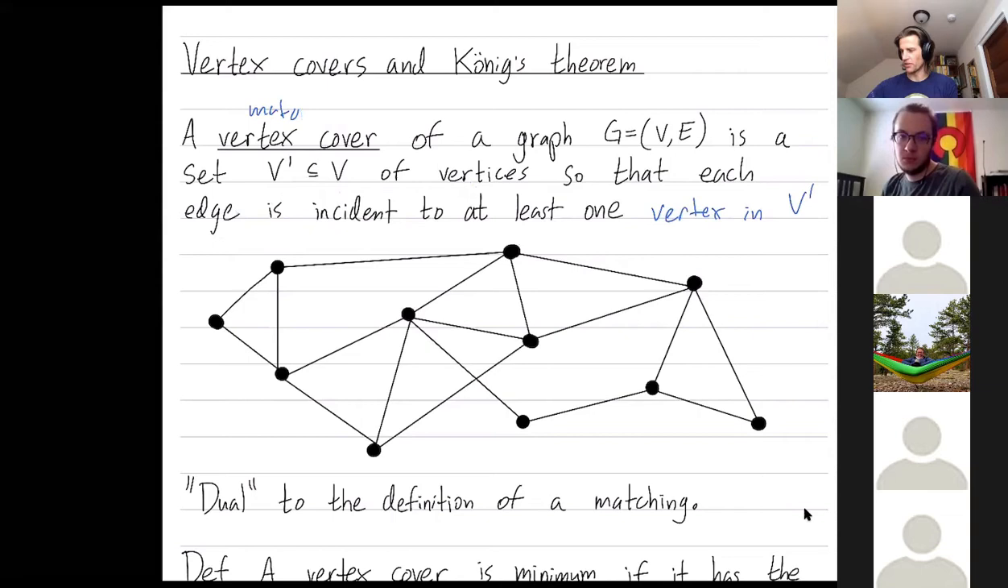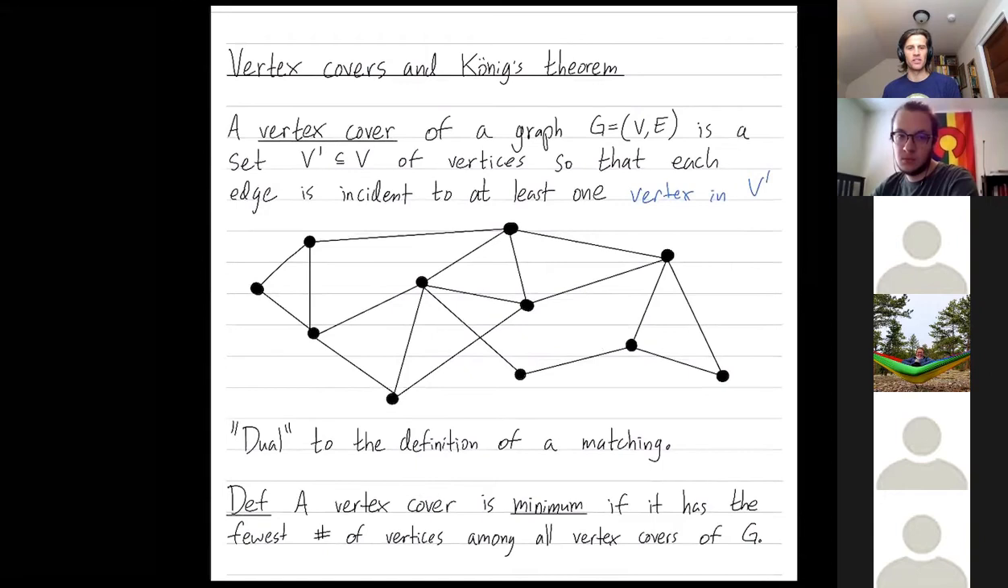That's pretty confusing giving two definitions at once. So once again, a vertex cover is just a subset of the vertices so that every edge is incident to at least one of the vertices in your subset. And then furthermore, we say that a vertex cover is minimum if it has the fewest number of vertices among all vertex covers.